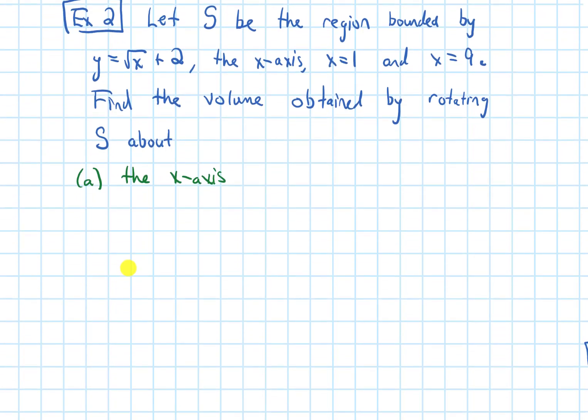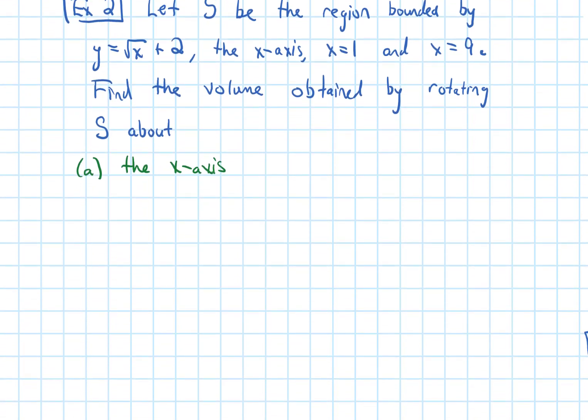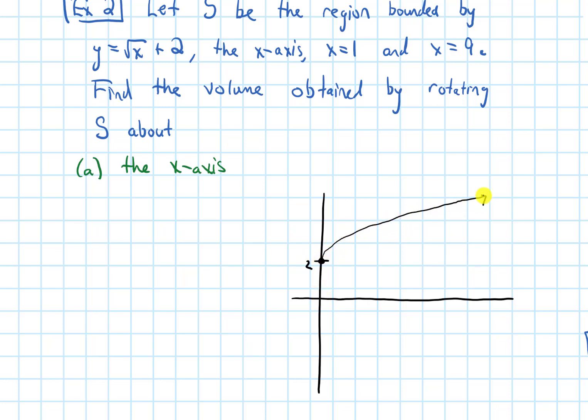All right, so I want to begin by drawing a picture. So I'm going to draw some axes, my y-axis and my x-axis. So the graph of square root of x plus 2 will look like the square root of x graph, but the plus 2 will shift it up 2 units. So this y-intercept is going to be at 2 now, instead of at the origin. And it'll curve like this, just like the square root of x graph does.